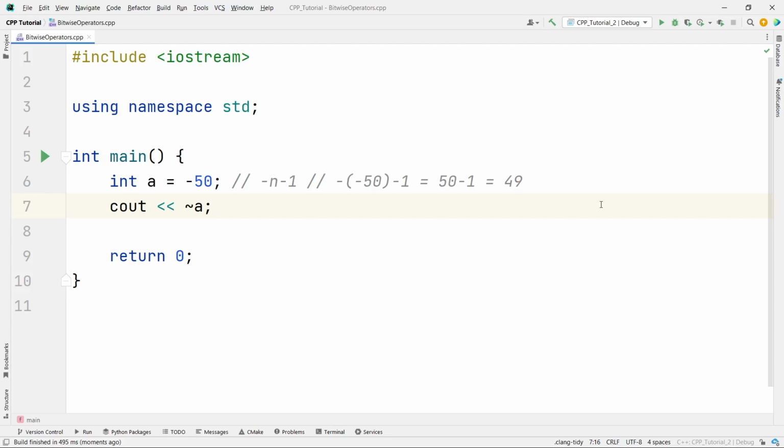Guys, this is all about all the 6 bitwise operators: and, or, XOR, right shift, left shift, and the bitwise NOT operator. These are, guys, very important concepts.